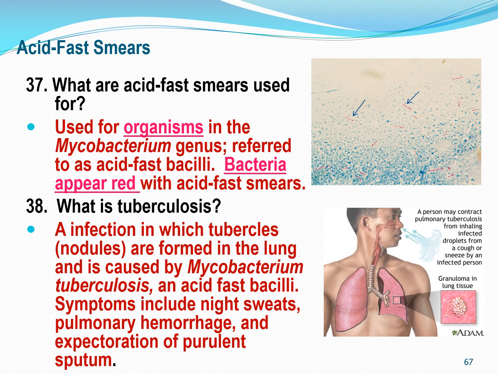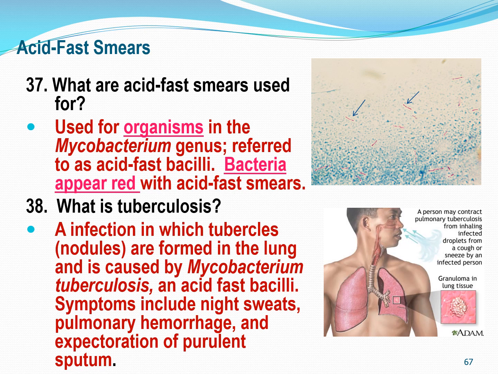Okay, guys, we're going to talk about acid-fast smears now, okay? So what are acid-fast smears used for? They're used for organisms in the Mycobacterium genus. They're referred to as acid-fast bacilli. Bacteria appear red with acid-fast smears. So we're talking about TB, right? So one of them is TB, right?